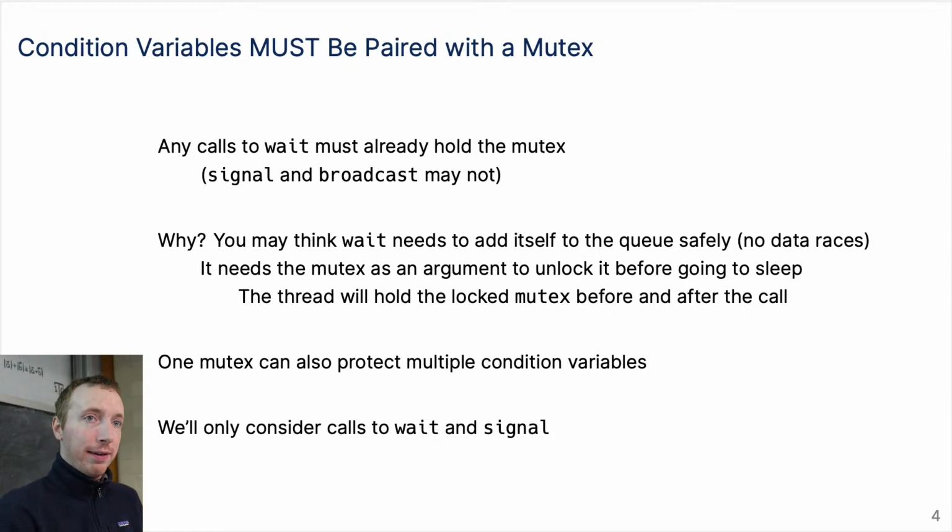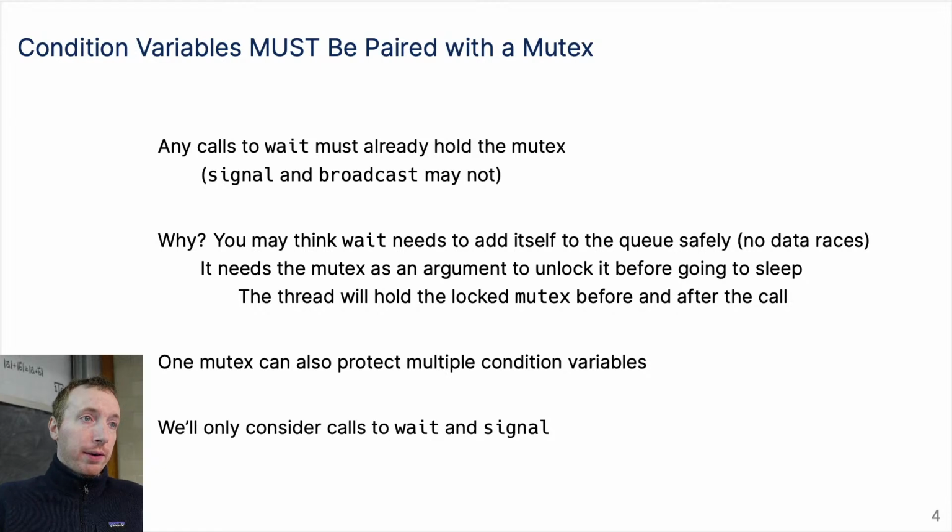So why does it have to have the mutex locked? Well, you can think of it this way: wait needs to add itself to a queue safely, so it needs to not have any data races. If it's already holding the lock, it can just go ahead and add itself to the queue and not have to worry about data races, because it would be the only thread, because it has the mutex. And then it also needs to unlock that mutex before it goes to sleep so that another thread can go ahead and do some work that might change the condition. And again, we will see an example of this.